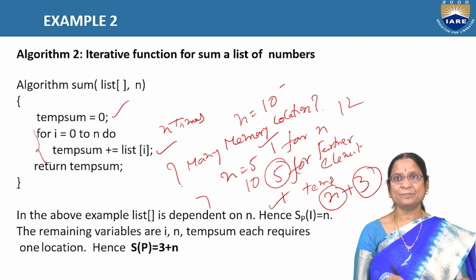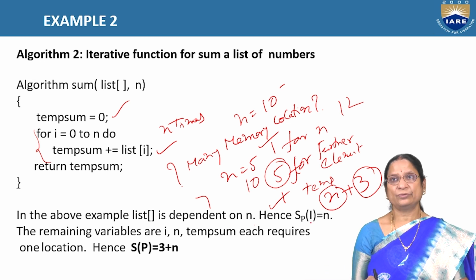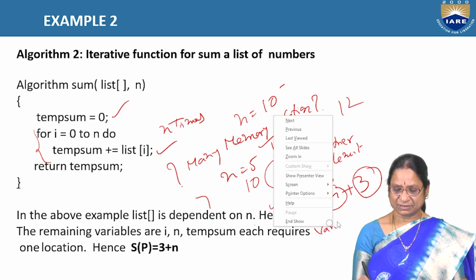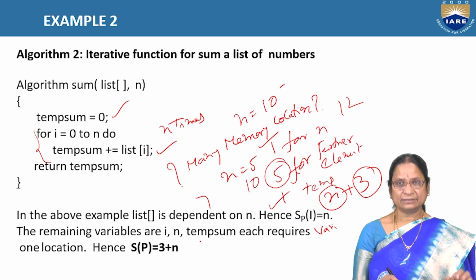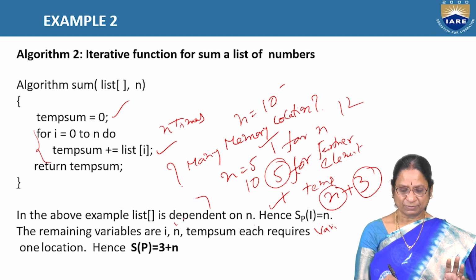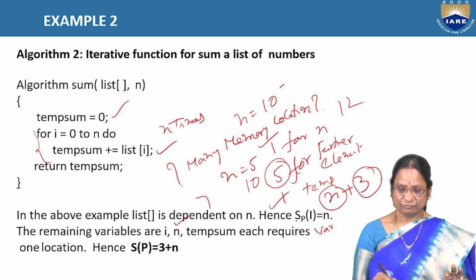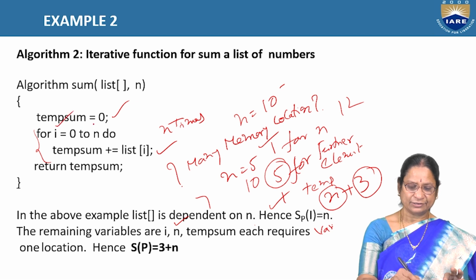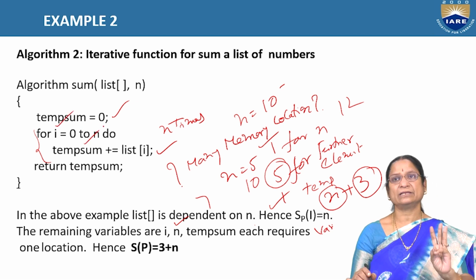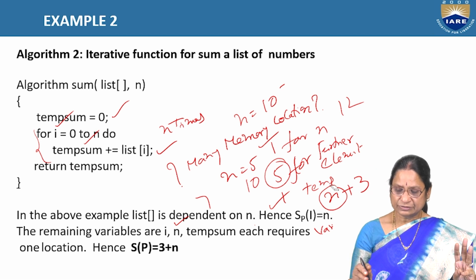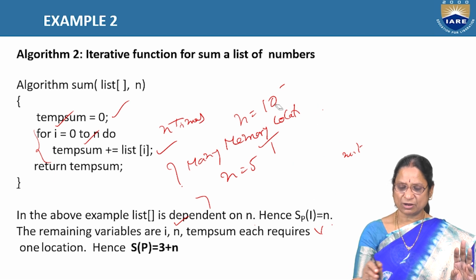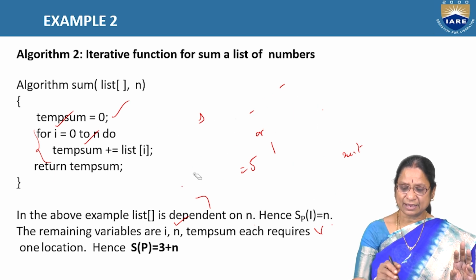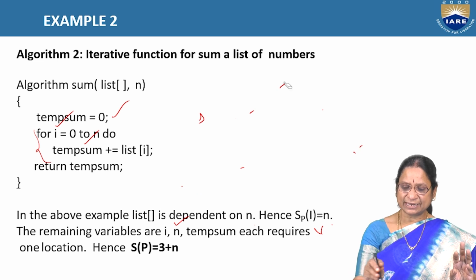So in the above example, the list is dependent on n. Hence SP of I is equal to n, which is a variable space actually. The remaining constant terms are to store my value of n, to store my value of I, and to store my value of temp sum. These 3 are fixed. So that's why the space taken for this particular small algorithm is n plus 3. N is for storing n elements.